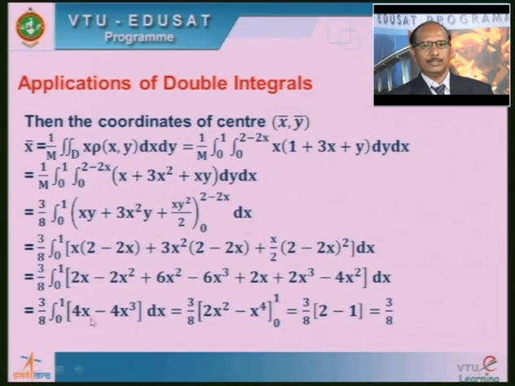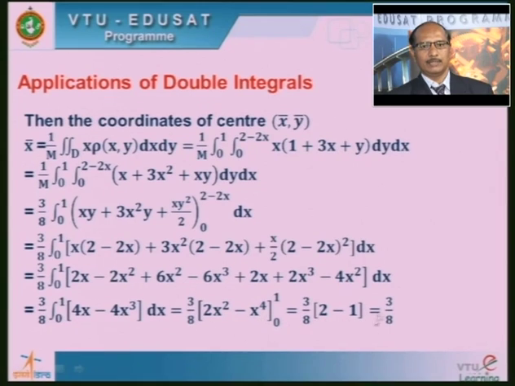4x integration is 4 into x square by 2. That is, 2 cancels, 2x square, minus 4 into x raised to 3 integration. X raised to 3 integration is x raised to 4 upon 4. 4 cancels. It becomes only x raised to 4. Now put the limits here. 3 by 8, when x equal to 1, 2 minus 1. Lower limit is 0. Both the terms contain x, so that becomes 0. So 3 by 8 into 1, it is 3 by 8. So x coordinate of the center is 3 by 8.